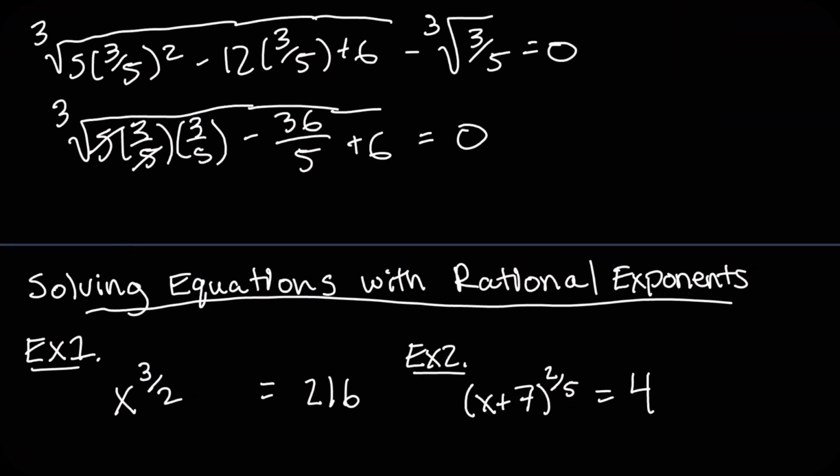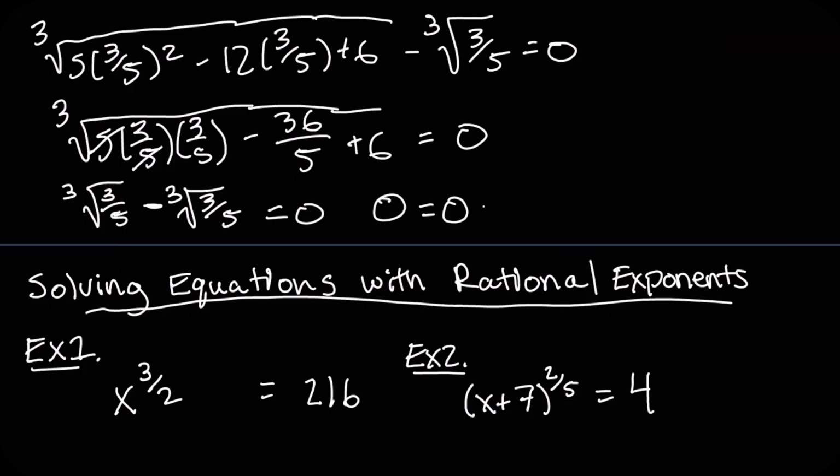And then the final thing this will get us, I'm just going to reduce it real quick, it will be the cubed root of 3/5 minus the cubed root of 3/5, all equal to 0, so 0 equals 0. So that is another solution as well. So our final solution set is going to be 3/5 and 2.